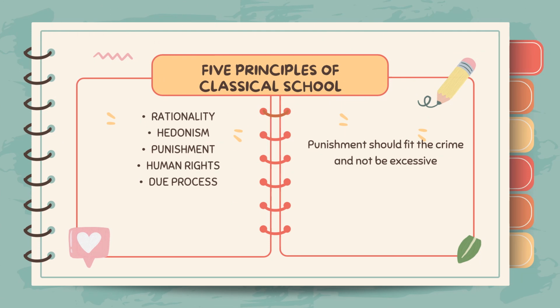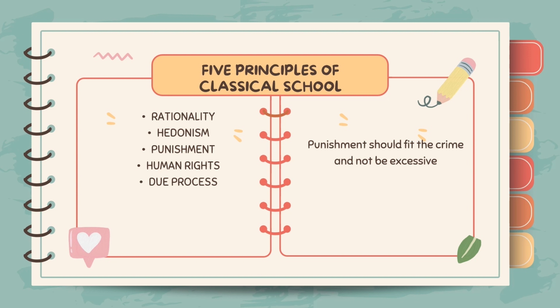So these are some of the concepts that are related to the classical school. We have rationality, of course. It refers to humans having a free will. Hedonism is related to pleasure and pain. Punishment refers to justification, wherein if a person committed an unlawful behavior, that person deserves to be punished.